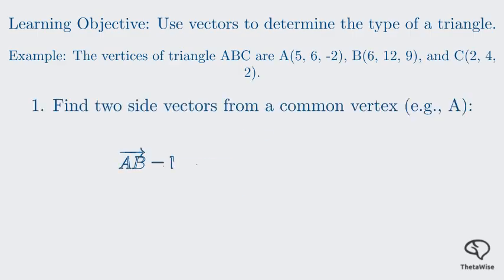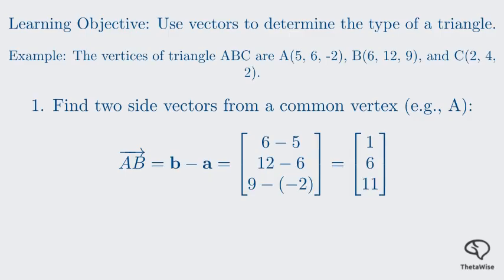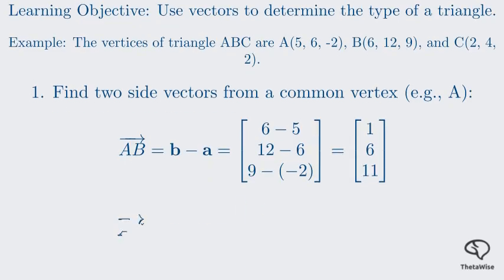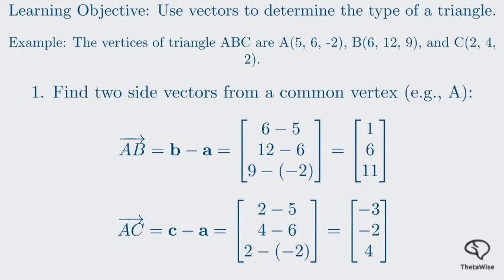First, vector AB is found by subtracting A from B, which gives (1, 6, 11). And vector AC is found by subtracting A from C, which gives (3, 2, 4).